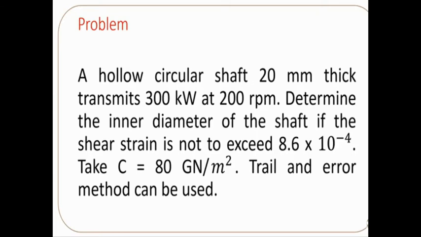It transmits 300 kilowatt, that is the power, at 200 rpm, that is the speed. Determine the inner diameter of the shaft if the shear strain does not exceed 8.6 into 10 raised to minus 4. So the shear strain is given, and you have to find the inner diameter. C is also given, C is equal to 80 giganewton per meter square. So the trial and error method can be used.